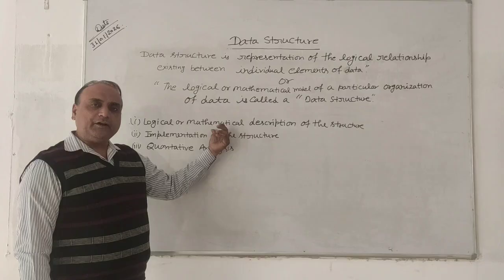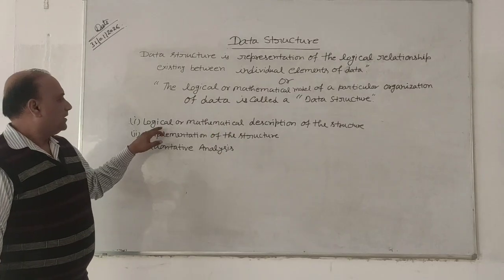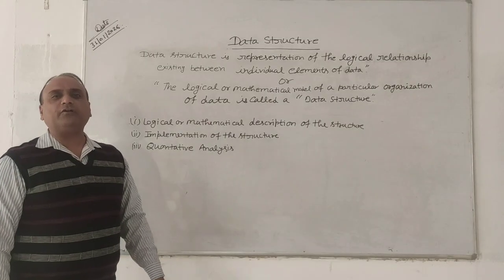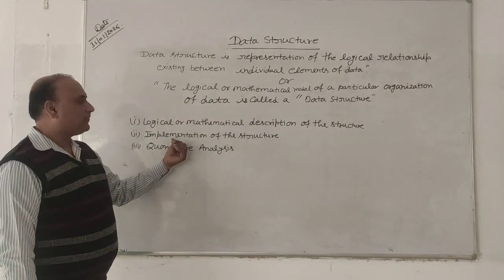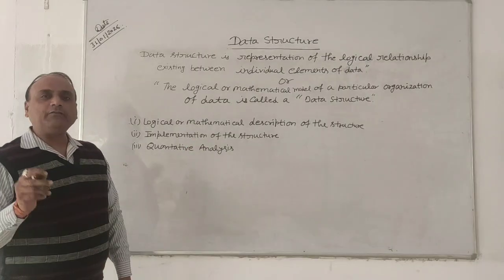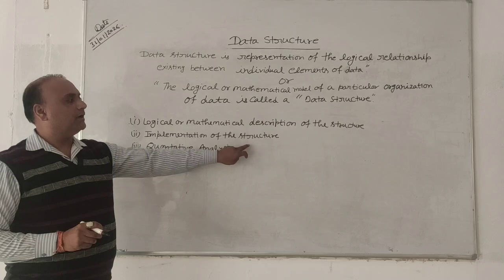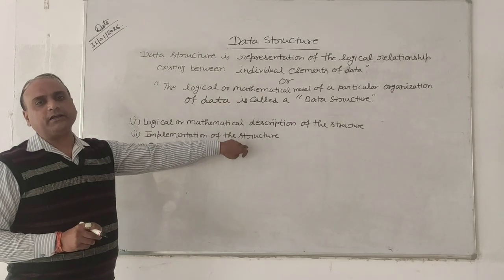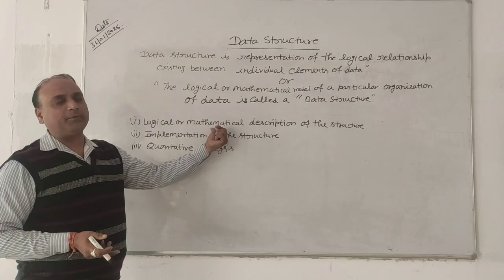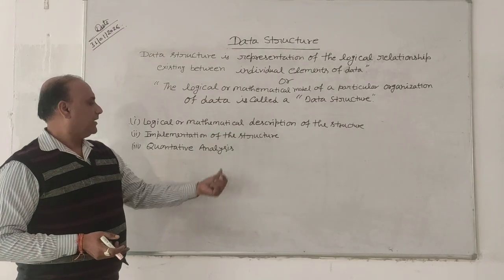Now, what is the need of data structure? It gives the logical or mathematical description of the structure. Second is the implementation of the structure. How it will be implemented on the machine or computer, we define by the data structure. And here we describe the logical or mathematical representation of the data structure.